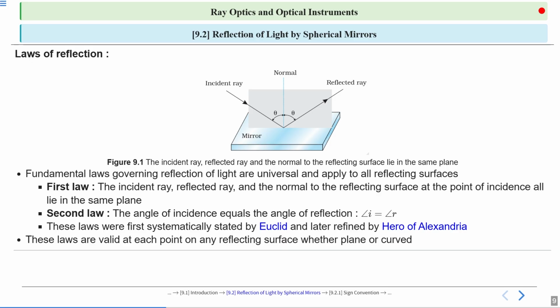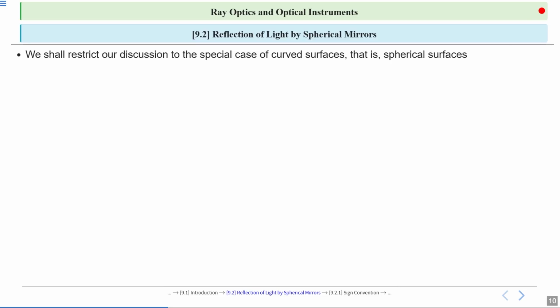These laws are valid at each point on any reflecting surface, whether plane or curved. So these laws are valid for plane surfaces and curved surfaces, or irregular surfaces also. So the laws of reflection are valid everywhere. We shall restrict our discussion to the special case of curved surfaces, that is, spherical surfaces. We will discuss spherical surfaces or spherical mirrors.